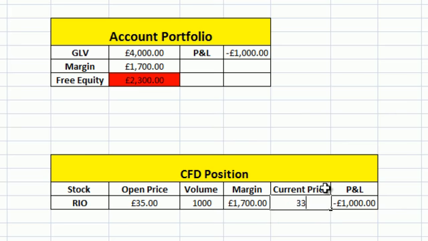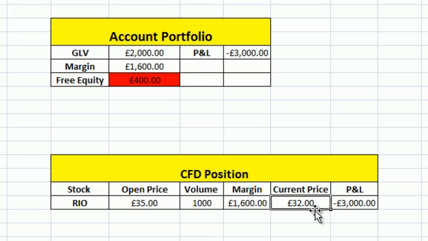So let's say Rio goes down to £33. We can see now the loss of 2,000 has reduced our free equity to 1,300. Now we're going to go to £32. So here we're creeping up to a margin call. If it went down to £32, we're losing £3,000. We're now approaching it: our account value is still £2,000 if we close it out, but we still need to maintain a margin of £1,600, and we've only got £400 free equity.